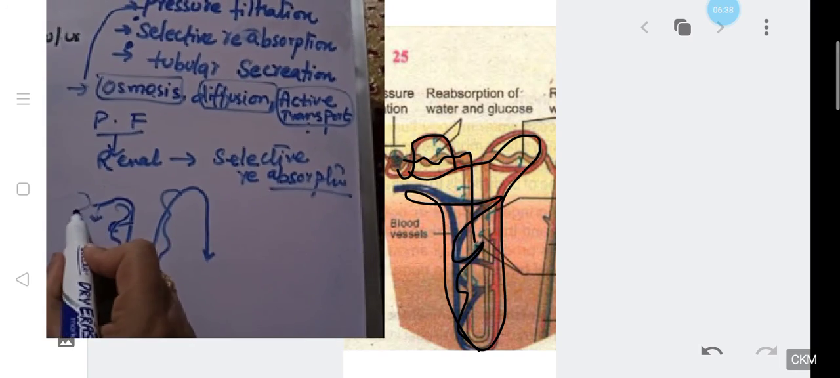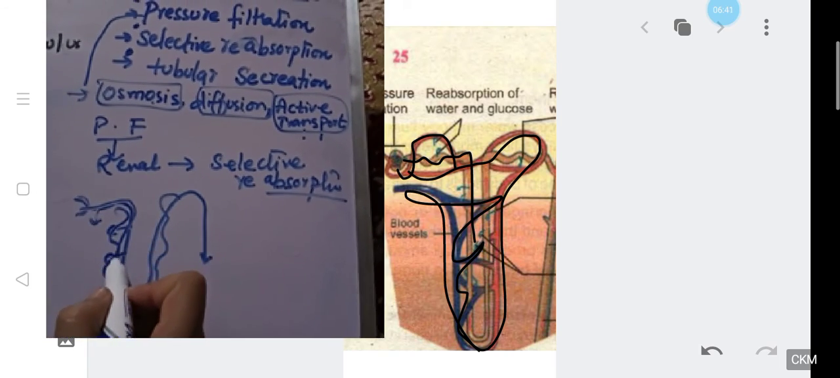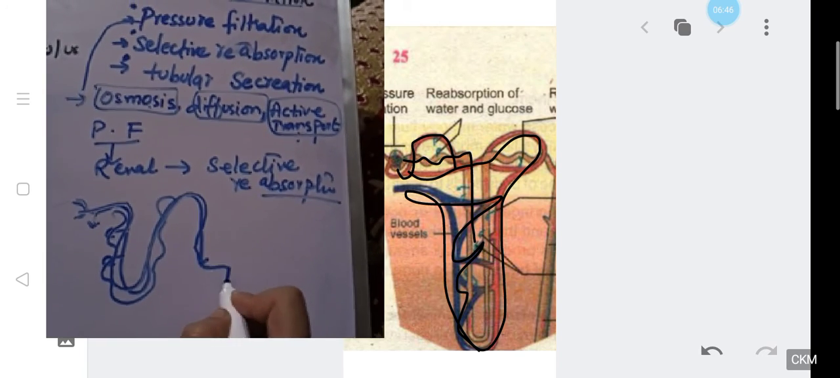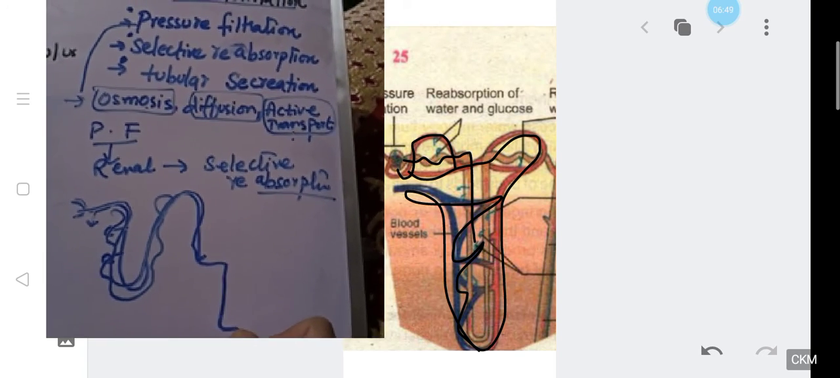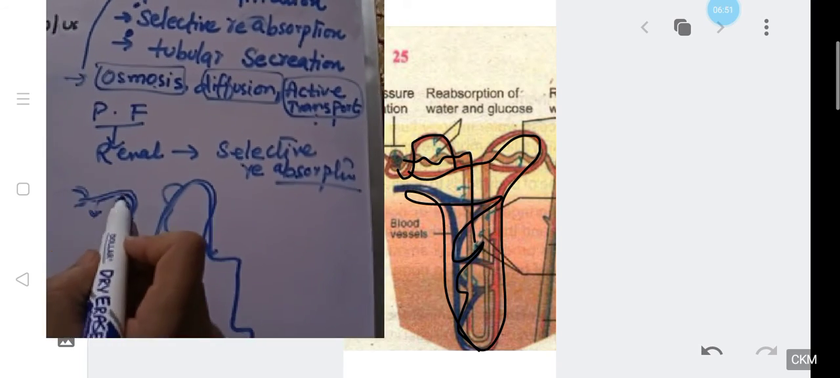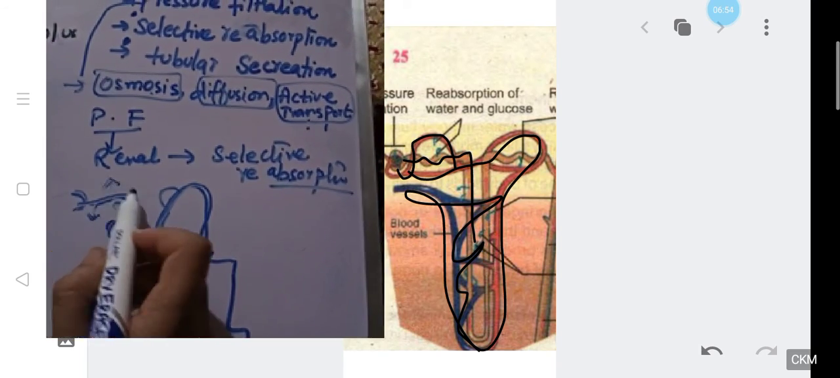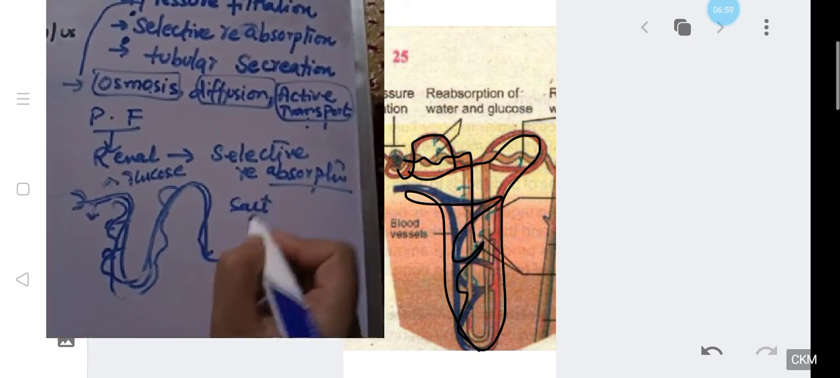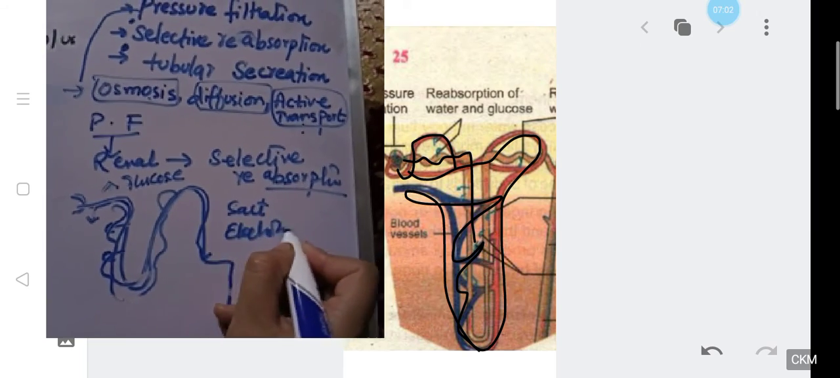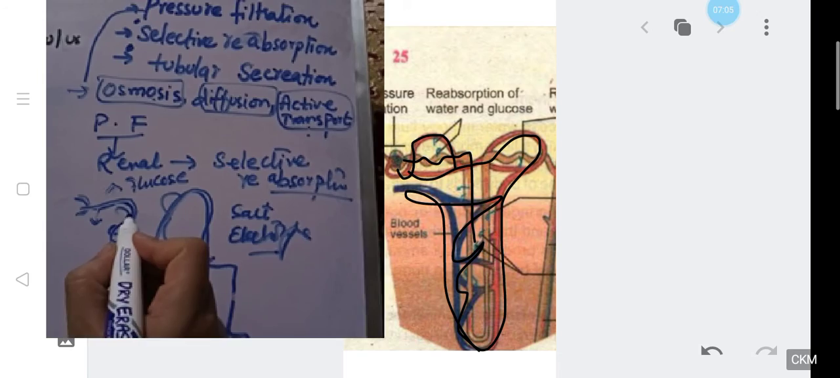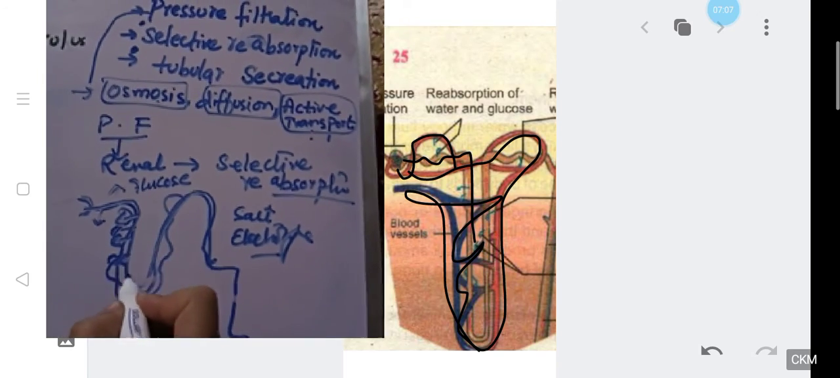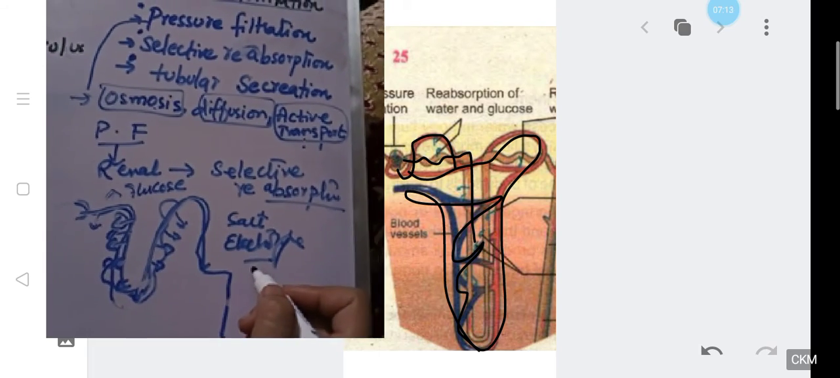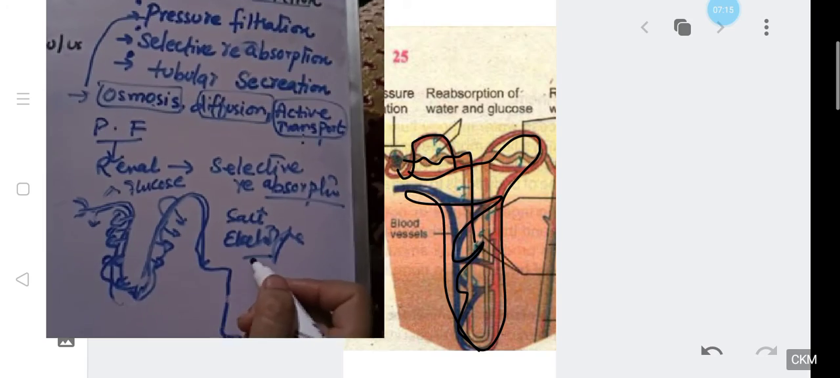The waste material will be transferred from the Bowman capsule to the renal tubule, and from the renal tubule towards the collecting duct, and from the collecting duct toward the pelvis, and then the pelvis to the ureter, and then the urinary bladder. But the material which is required by the body, like glucose, salt, electrolytes, and other important material, will be reabsorbed back by the network of the blood capillaries, by the blood vessels, and will be taken back towards the body. Is it clear to you?